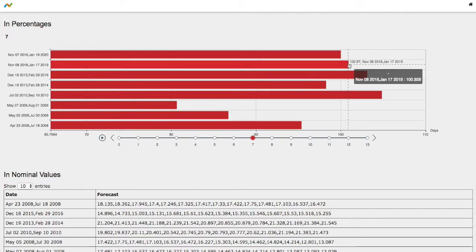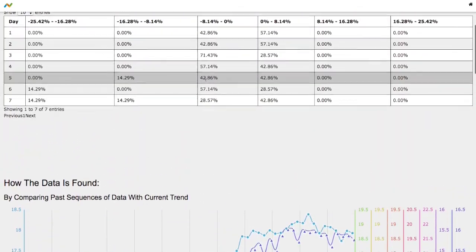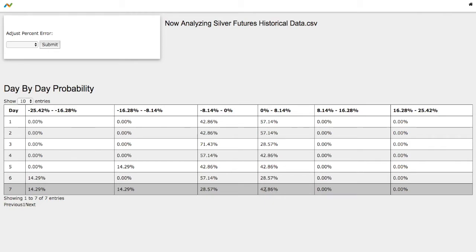Back then, silver was up around 91 basis points. So if we look back to the day-by-day probability model, we do see that it is a 43% chance of that happening along the 0 to 8% range. So there is a slight possibility we may head a little bit higher.